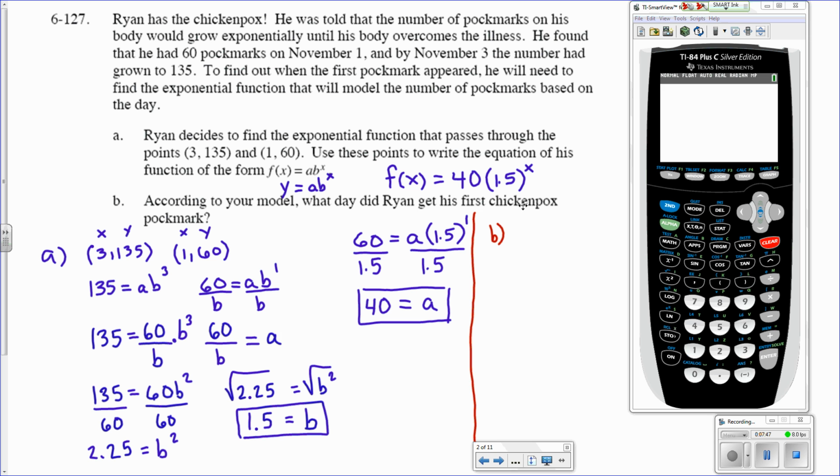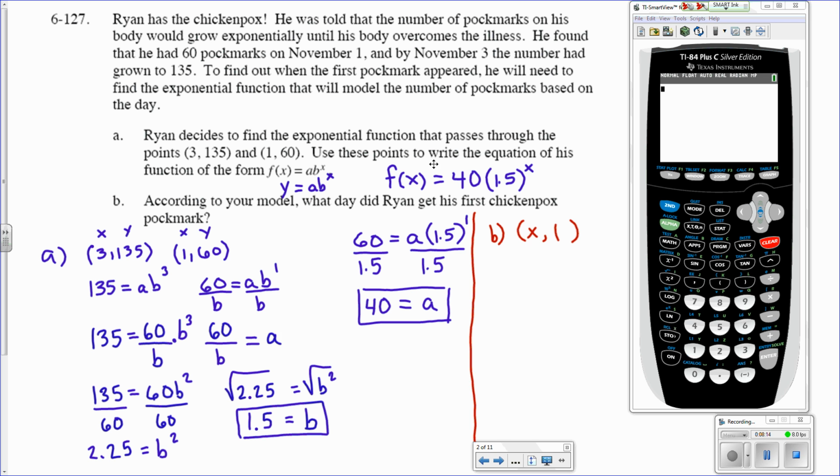When you think about our ordered pairs, our x values were the number of days that are going by, and y is the number of pockmarks. So as we look to solve this, we're going to want to solve for x when our y value is 1, or when there's 1 pockmark. So we can use this equation to help us solve for that.